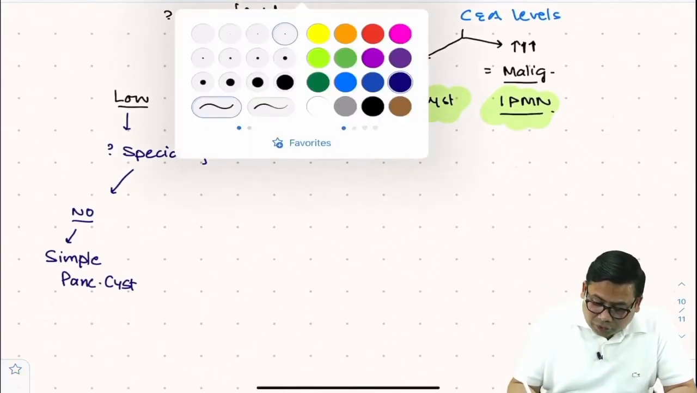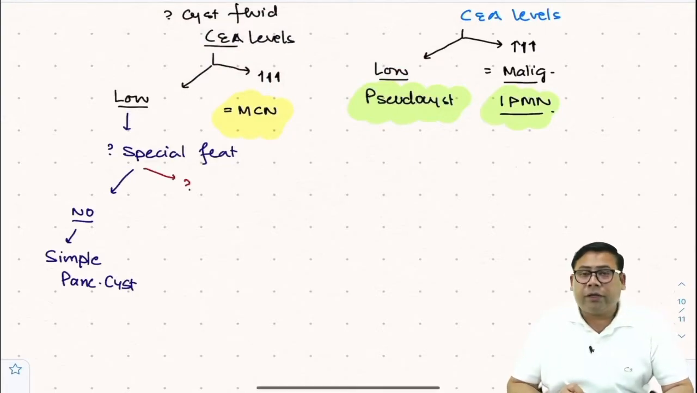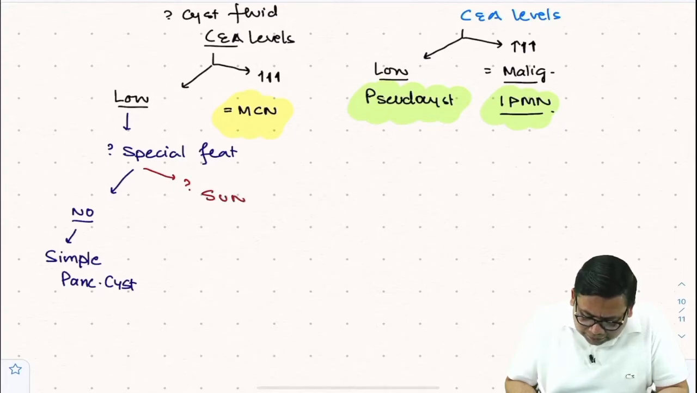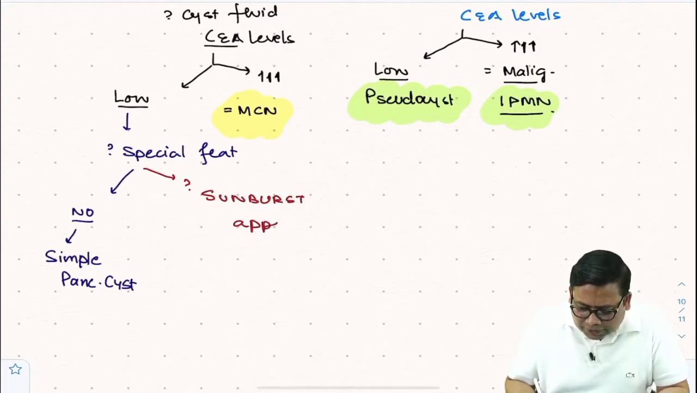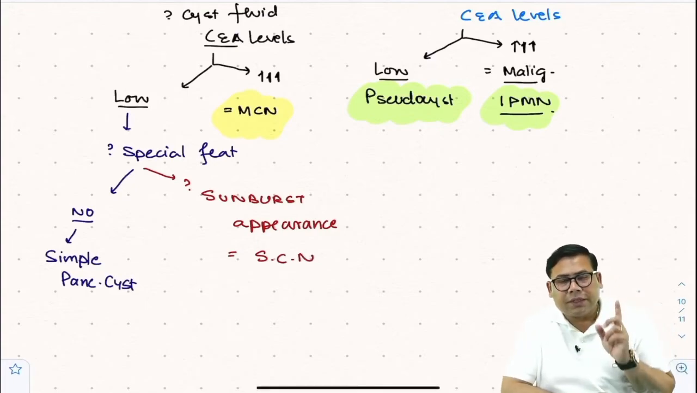Now, imagine when you are talking about special features, and the next thing is you get to see a classical sunburst appearance. Now, when you talk about sunburst appearance, what is the classical thing that will come to your mind? That is serous cystic neoplasm. So, serous cystic neoplasm has a typical sunburst appearance.